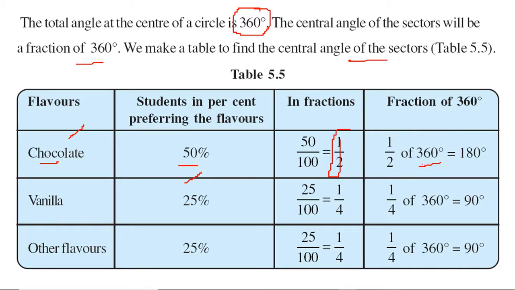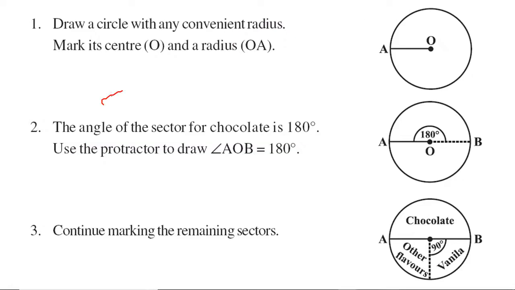So half into 360 degrees has to be given to chocolate. Half into 360 degrees is 180 degrees. Similarly, 25%, so 25 into 25 by 100, that is 1 by 4 into 360, is 90 degrees for vanilla and other flavors. So now, how to make this?